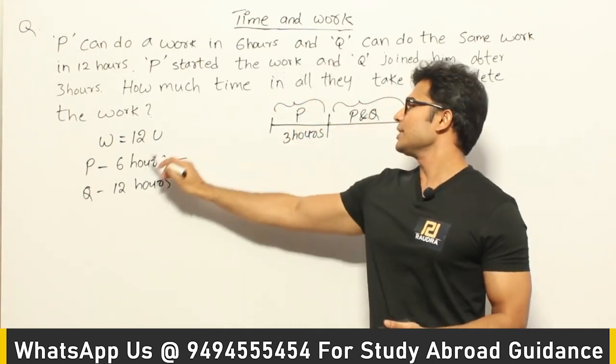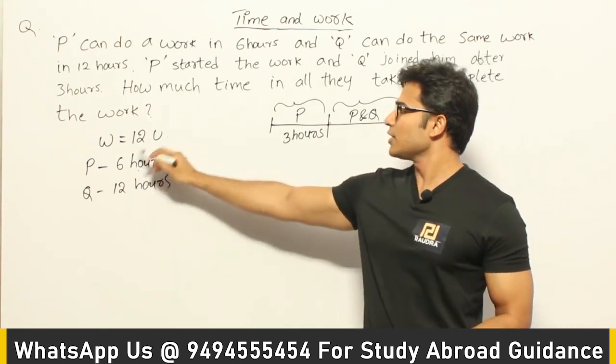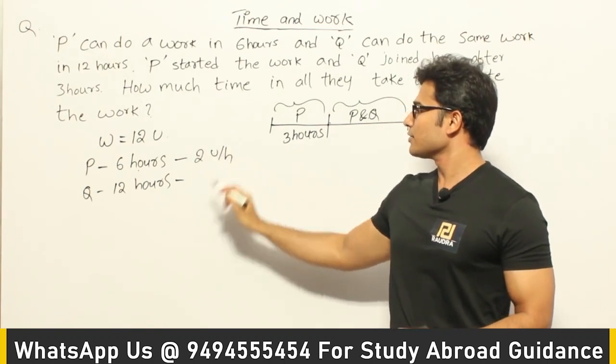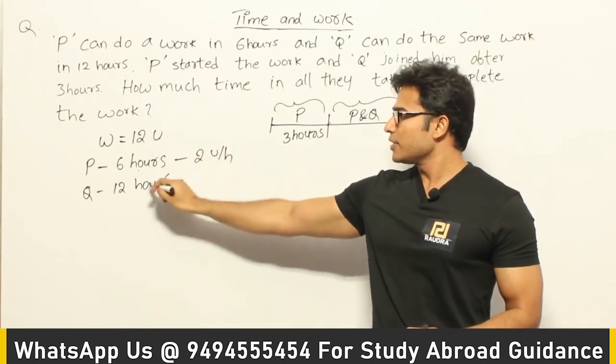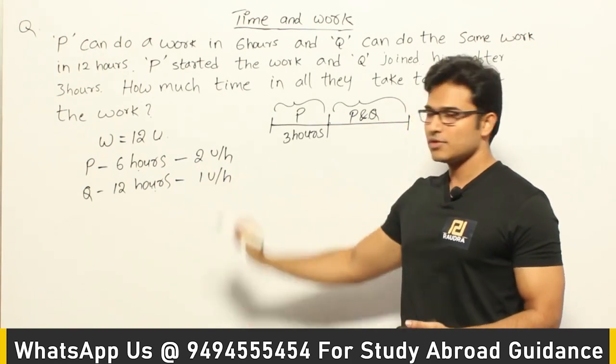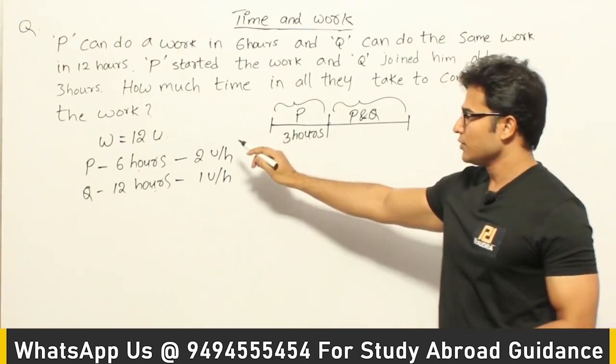If 12 units of work is done in 6 hours, then what is the rate at which P is working? 12 units by 6, which is nothing but 2 units per hour. Now what about Q? 12 units divided by 12 hours, which means 1 unit per hour. This is the rate at which they are working. Now let's try to find out the time for these 12 units of work.